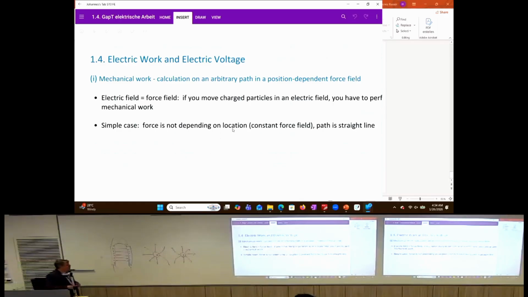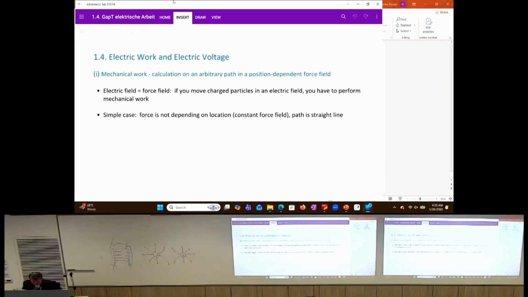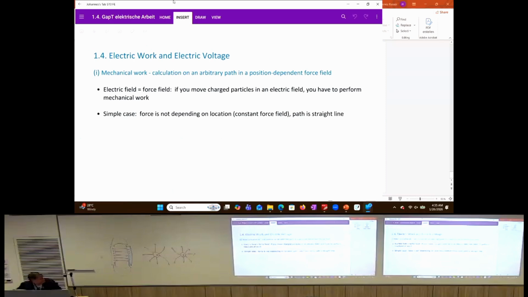Now we want to look at electric work and electric voltage. The whole thing that we have done thus far with the math recap is basically serving so that we can do our calculations of electric work. So here I have the next gap text. The electric field, as we have seen, is a force field. And what happens, you have a charge. The electric field basically gives you a measure for what kind of force any charge that you bring into the electric field will experience.